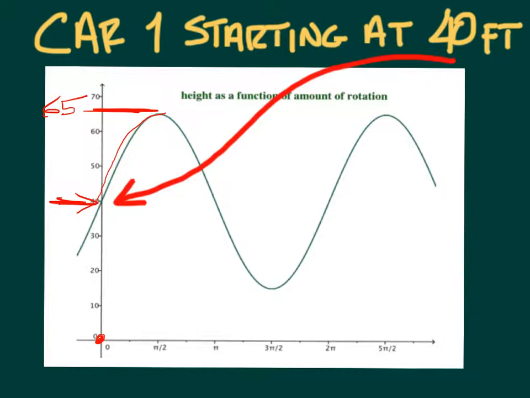So now we're going to say the car starts at 40 feet, which in reality is true. Diameter of 25, we add 15 for the platform, it starts at 40. So now it goes up to 65, comes back down to 40, and then it goes down to here. This is what number? 15. It goes down to 15 because the platform is 15 feet above the ground. So then it goes back up. Here is your midline right here.